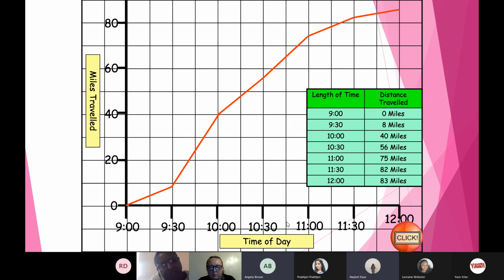Now at 10:45, which is here, you could go up, read off, and you could say that you're approximately 64 miles away. So you can use the graph to work out information of where you would be at certain times of the day. So if we look at 11:45, if we go up, we're about 81 miles away. So you can use your line graph to gather a lot of information.